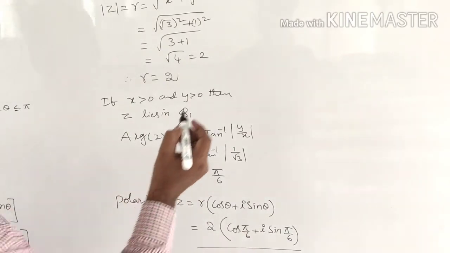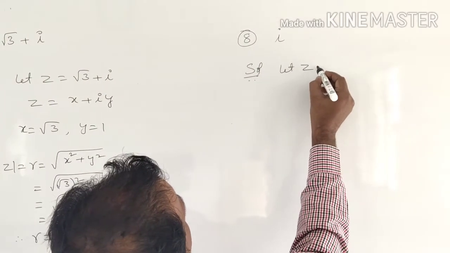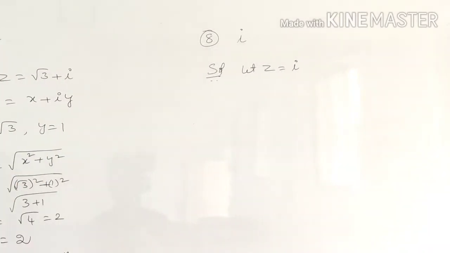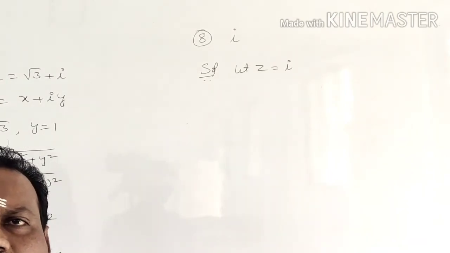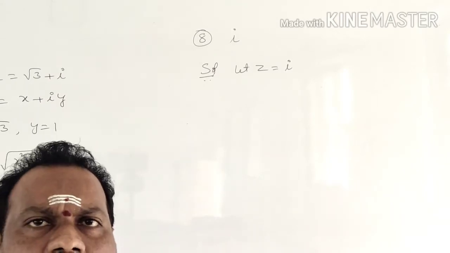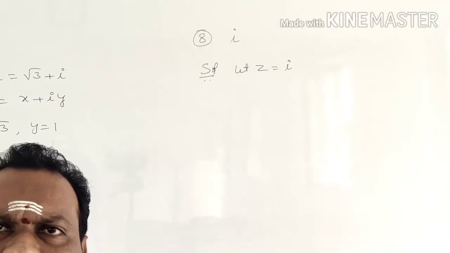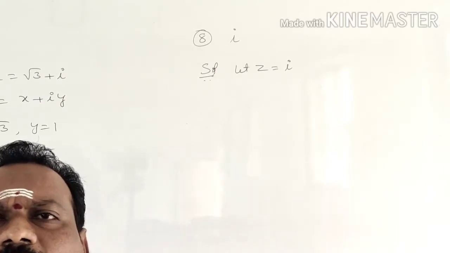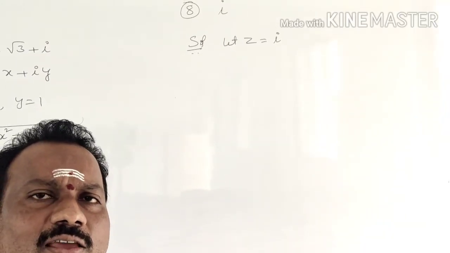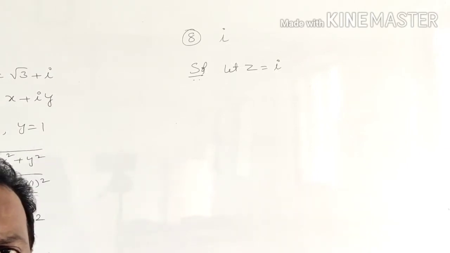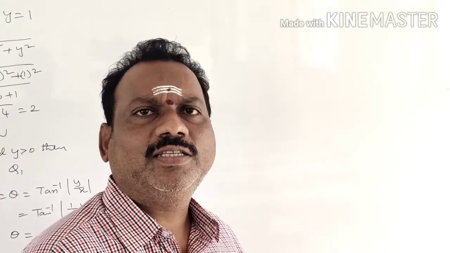So the last problem, we have the 8th problem. Solution. Let z is equal to i. So by seeing this problem, here real part is 0. That's why it is a purely imaginary number. I told if it is a purely imaginary number, argument is plus pi by 2 or minus pi by 2. Plus pi by 2 means it is positive. Minus pi by 2 means it is negative. The last problem we had minus root 3. I told if it is purely real number, argument is 0 or pi. Positive means 0, negative means pi.